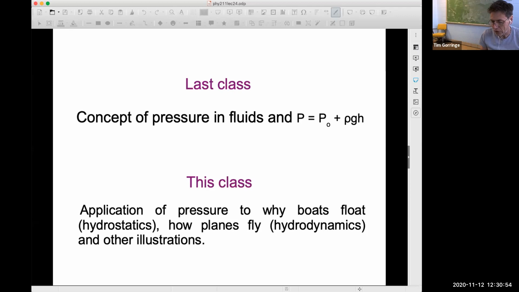So, for example, we'll talk about why it is that boats float. That's a topic in hydrostatics, fluids at rest, and it's an example of what we call Archimedes' principle. And we'll talk about how planes fly. That's an example of what we call hydrodynamics, or fluids in motion, and it will introduce what we call Bernoulli's principle. And we'll look at a few other illustrations involving pressure topics.